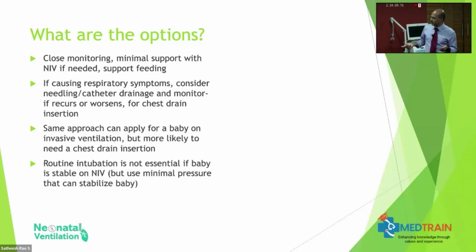And if the baby is on invasive ventilation, you are more likely to need a chest drain because there is positive pressure driving air into the chest. So you may still start with needling, but if it accumulates, you have a lower threshold to put the chest drain. If a baby who is on non-invasive ventilation develops an air leak, but otherwise doesn't need to be intubated, you can treat the pneumothorax first and see if the baby stabilizes. You don't need to intubate them just because you have an air leak.